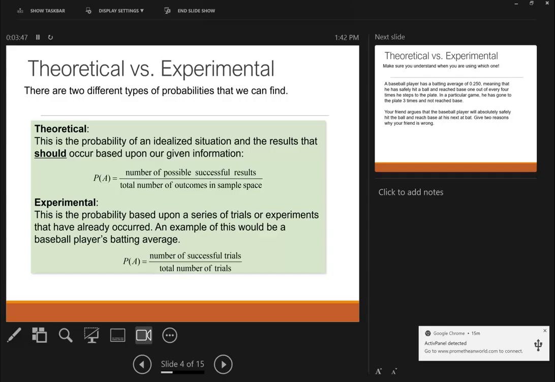Everybody's okay with that idea? Or if it's a dice, you do the same thing. You just do a bunch of trials, record what happens, and you build your probability model that way based on an experiment. Everybody's okay with this? A real world example is in baseball. The player's batting average is essentially experimental probability, right?